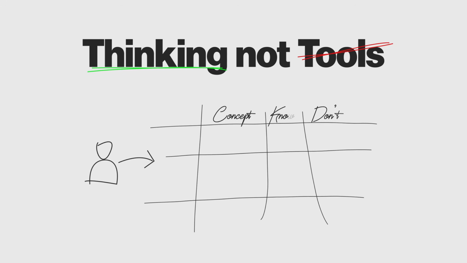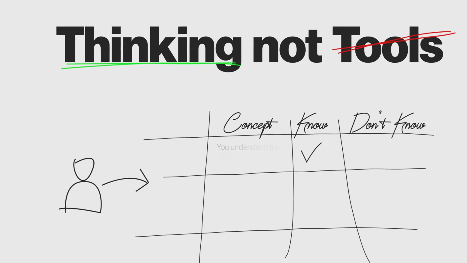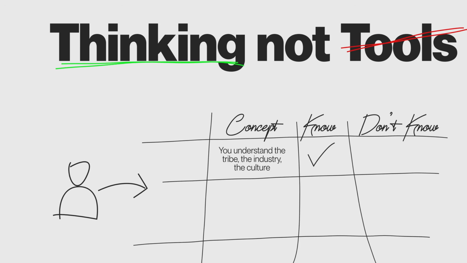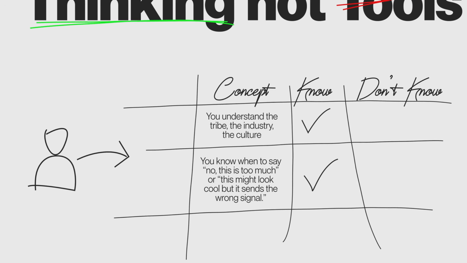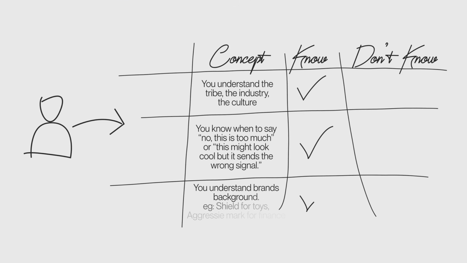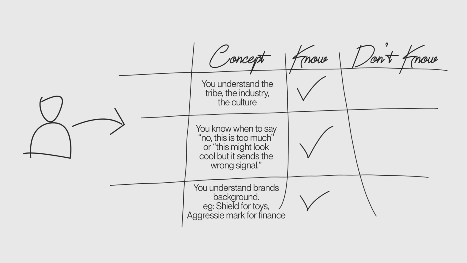So your edge is thinking, not just using tools. And in 2026, you win by doing things AI does not do very well. You understand the tribe of your client, the industry, the culture. You know when to say, no, this is just too much. Or this might look cool, but it sends the wrong signal, the wrong message, the wrong vibe. You know that a shield shape for a playful toy brand makes no sense, or that a hyper-aggressive sports mark for a financial planner might scare clients away.